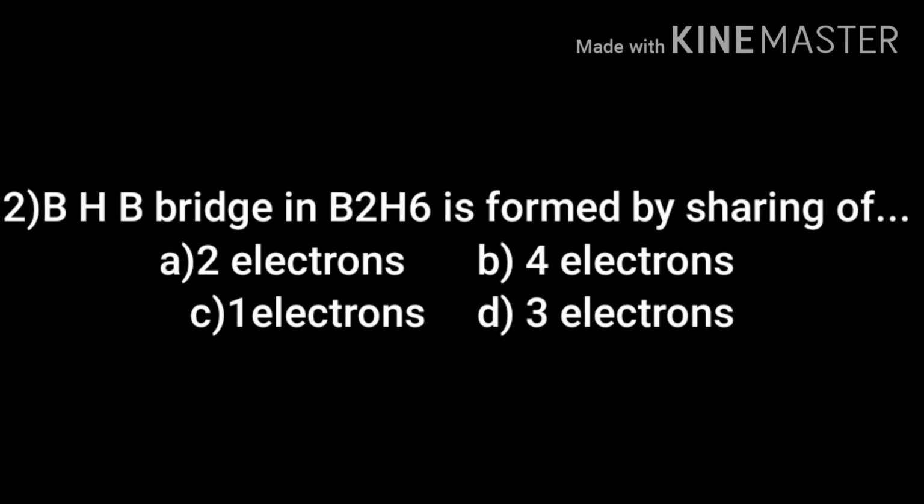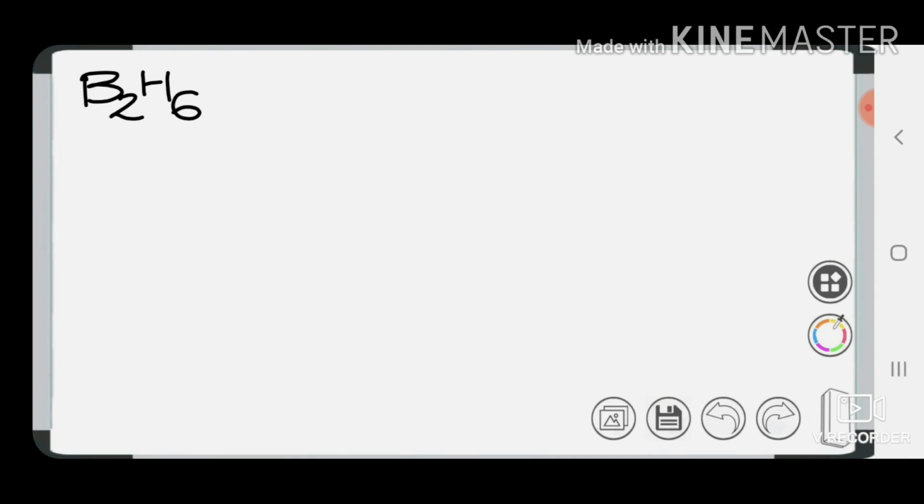The next question is from boron hydrides. You know the simplest boron hydride is B2H6. The question is: the BHB bridge bond in B2H6 is formed by the sharing of 2 electrons, 4 electrons, 1 electron or 3 electrons. To solve this question, you need to know the structure of B2H6, the simplest hydride of boron.